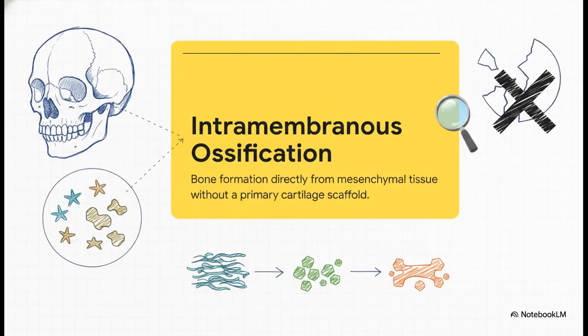Here is the absolutely crucial part. The maxilla undergoes pure intramembranous ossification. In plain English, we're building this bone entirely from scratch. There's 0 primary cartilage acting as a scaffold here. Instead, bone forms directly from mesenchymal tissue, which itself is derived from highly specialized neural crest cells.